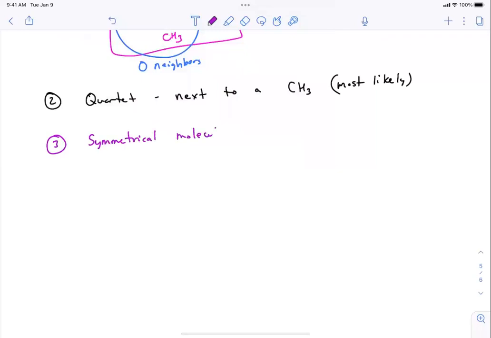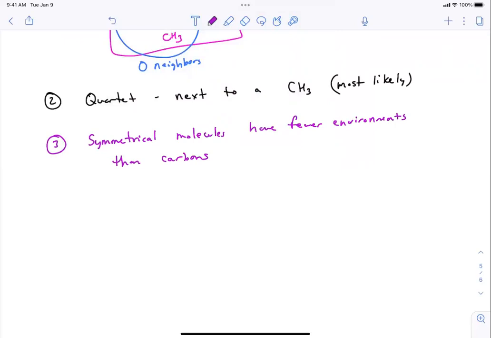Symmetrical molecules have fewer environments than carbons. So I guess this tip is useful when I'm trying to figure out the structure. Well, I only have two environments, but I have four or five carbons. That tells you that you probably should have some kind of symmetry somewhere in this.